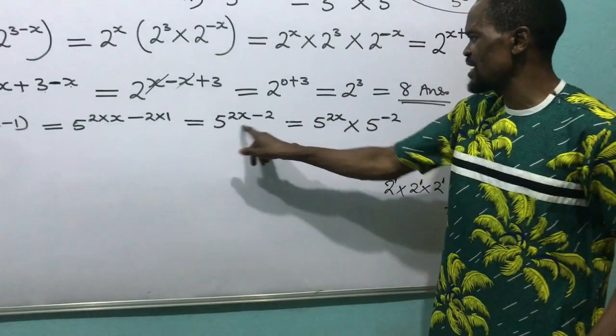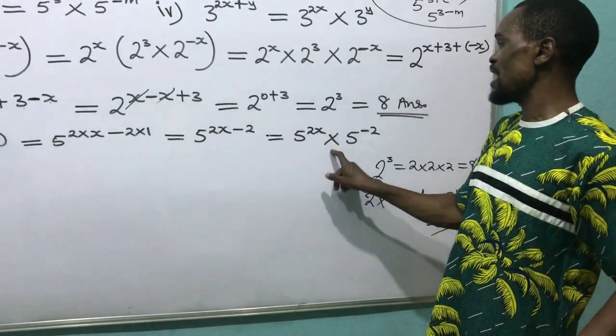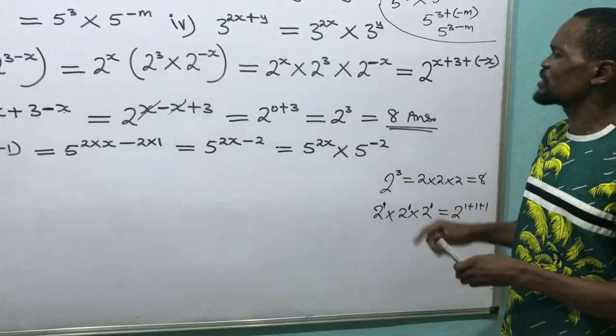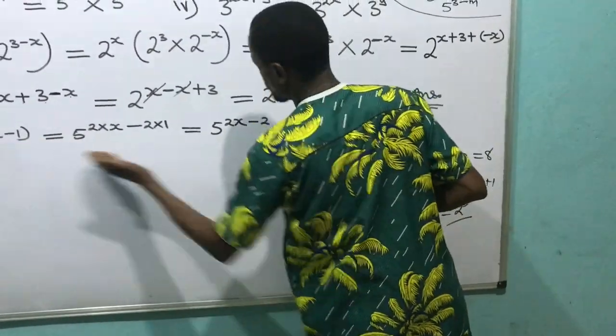And this can be written as what? 5 raised to the power 2x times 5 raised to the power minus what? X, as we did here. So that's my expansion. I have expanded this to have this.